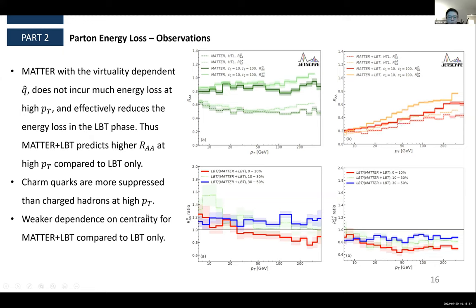And we also see a weaker dependence on centrality for matter plus LPT. And this is shown by plotting the ratio between LPT simulations and matter plus LPT simulations for different centralities on the bottom two plots.